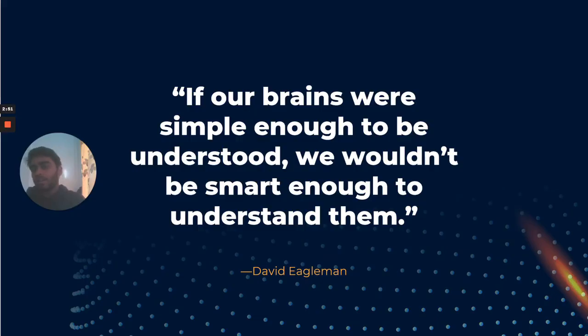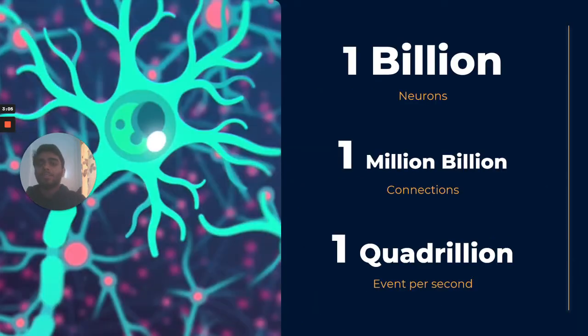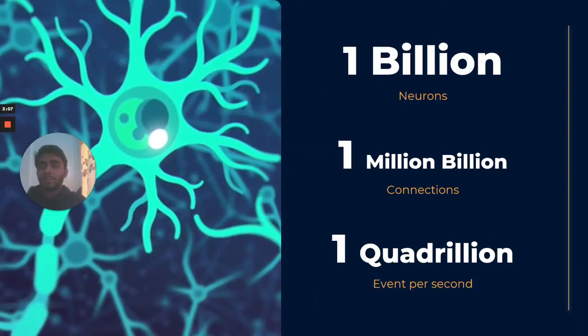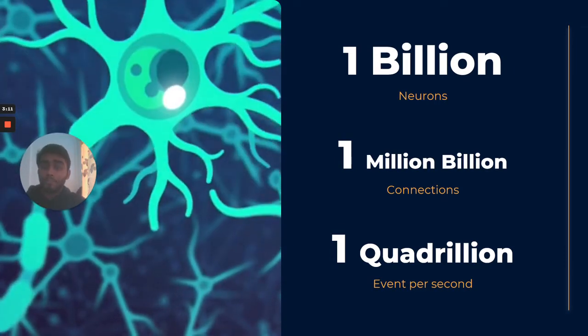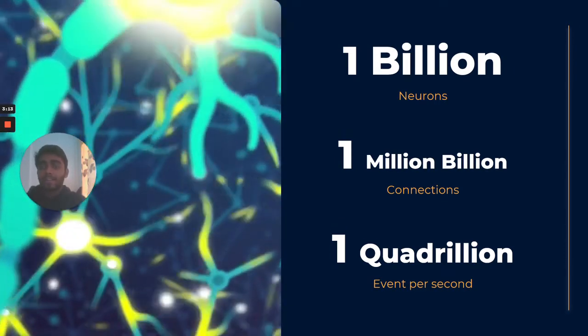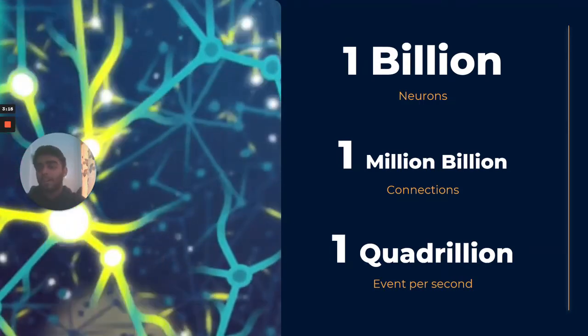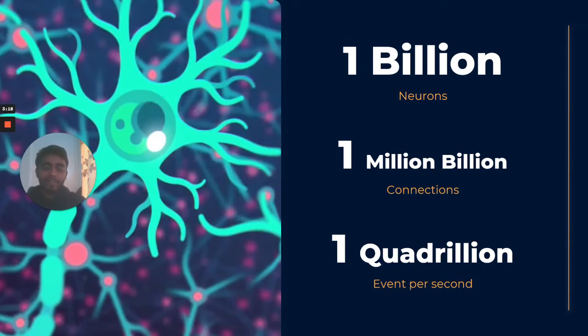Moving ahead. This is a very beautiful quote of David Eagleman. If our brains were simple enough to be understood, we wouldn't be smart enough to understand them. You can wait for a minute and listen to this quote in your mind. So our brain is made of approximately 1 billion neurons. There are 1 million billion connections, and there's about 1 quadrillion events going on in our brain per second.